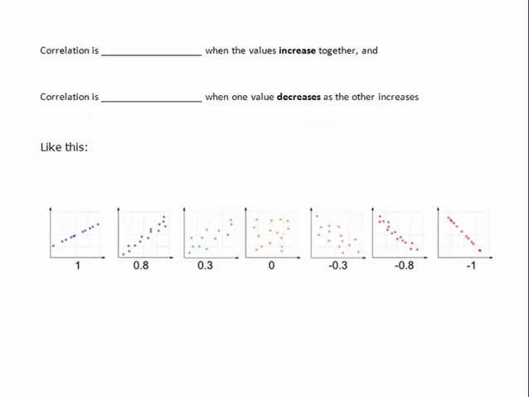Oh, what do I mean by that? Well, correlation is positive when the values increase together, and correlation is negative when one value decreases as the other value increases.